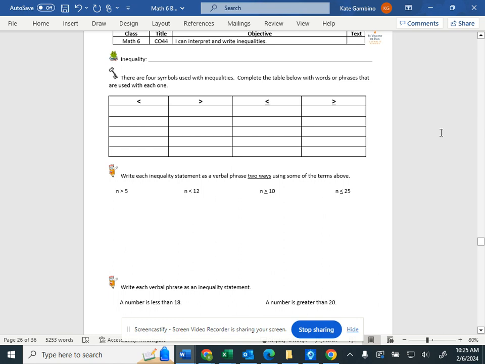Good morning. Today we are starting our next unit in math, and we are working with inequalities. So today we are doing CO44. I can interpret and write inequalities.